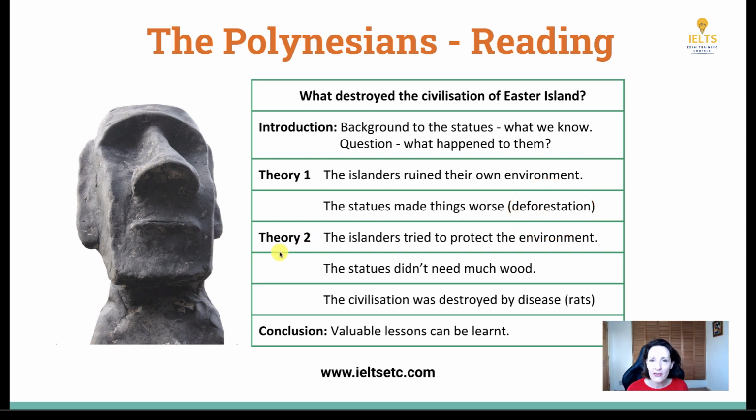But another theory thinks that they actually protected their environment, that they were sustainable farmers and that the statues didn't actually need much wood. And so their theory is that the civilization was destroyed by disease, for example, by rats. The conclusion tries to tell us that we can learn from this civilization and what happened to it.